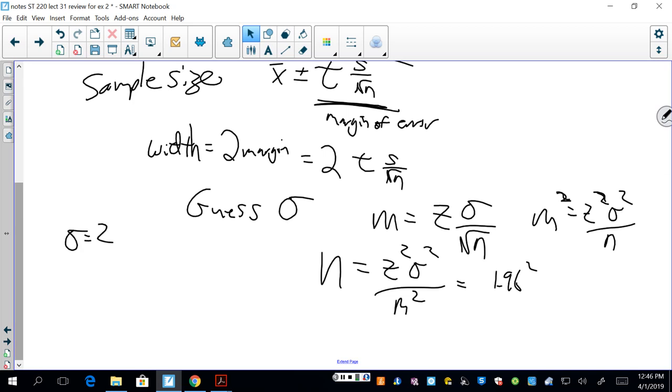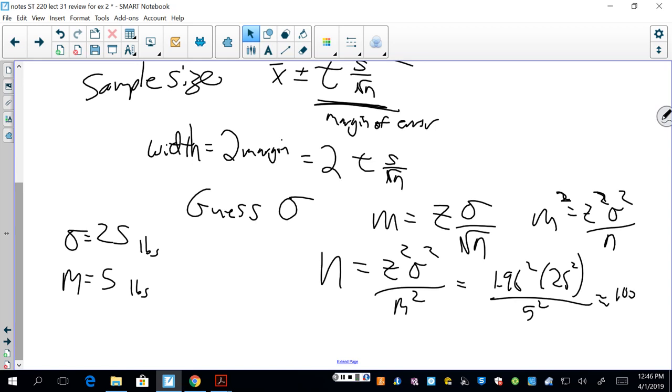If sigma, say, was a standard deviation of 25, and we wanted our margin of error to be plus or minus 5 units, whatever it is. Say this is a standard deviation of 25 pounds, this is a margin of error of 5 pounds. We want to know the average value within plus or minus 5 pounds. And then this would be 25 squared over 5 squared. So that's about 100, approximately, right? It would suggest that we would need at least that sample size to get the accuracy that we would want.